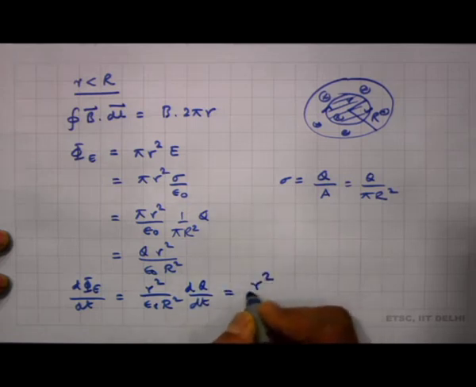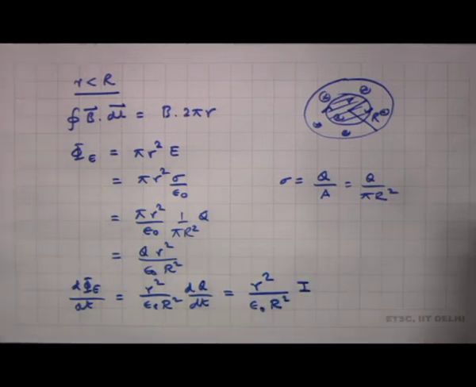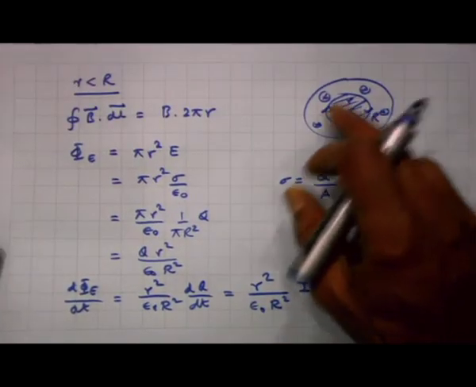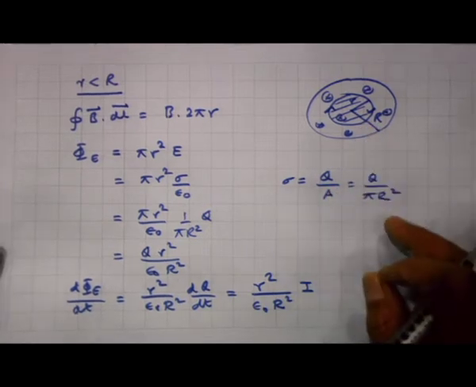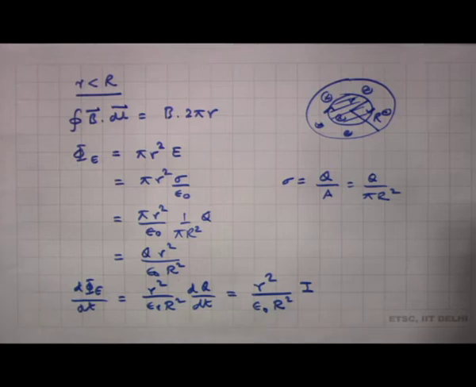and dq by dt is nothing but the current which is flowing through the wires. So, the rate of change of electric flux through this surface is small r square by epsilon 0 capital R square into I, and so if I substitute into Ampere's law. For this surface, which is taken between the plates of the capacitor, there is no conduction current.